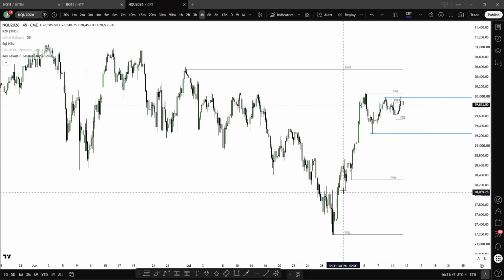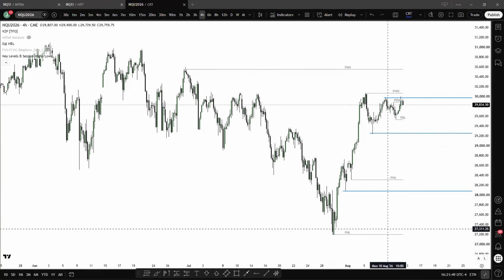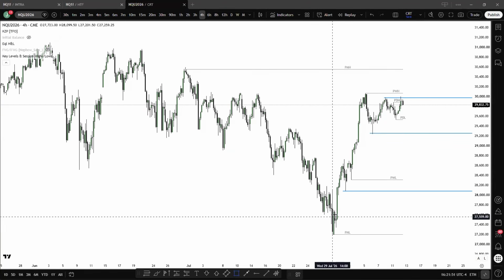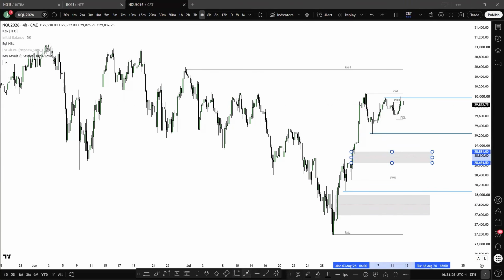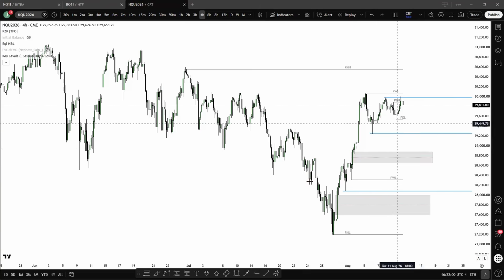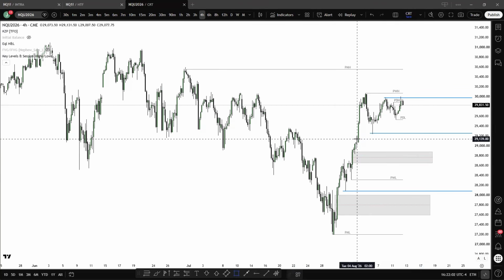Anything that matters, like wicks like this, I'm marking. And I'm marking fair value gaps. Here's a fair value gap, a 4-hour fair value gap. Here's a fair value gap. Okay. Here's a fair value gap. I'm just marking up charts.